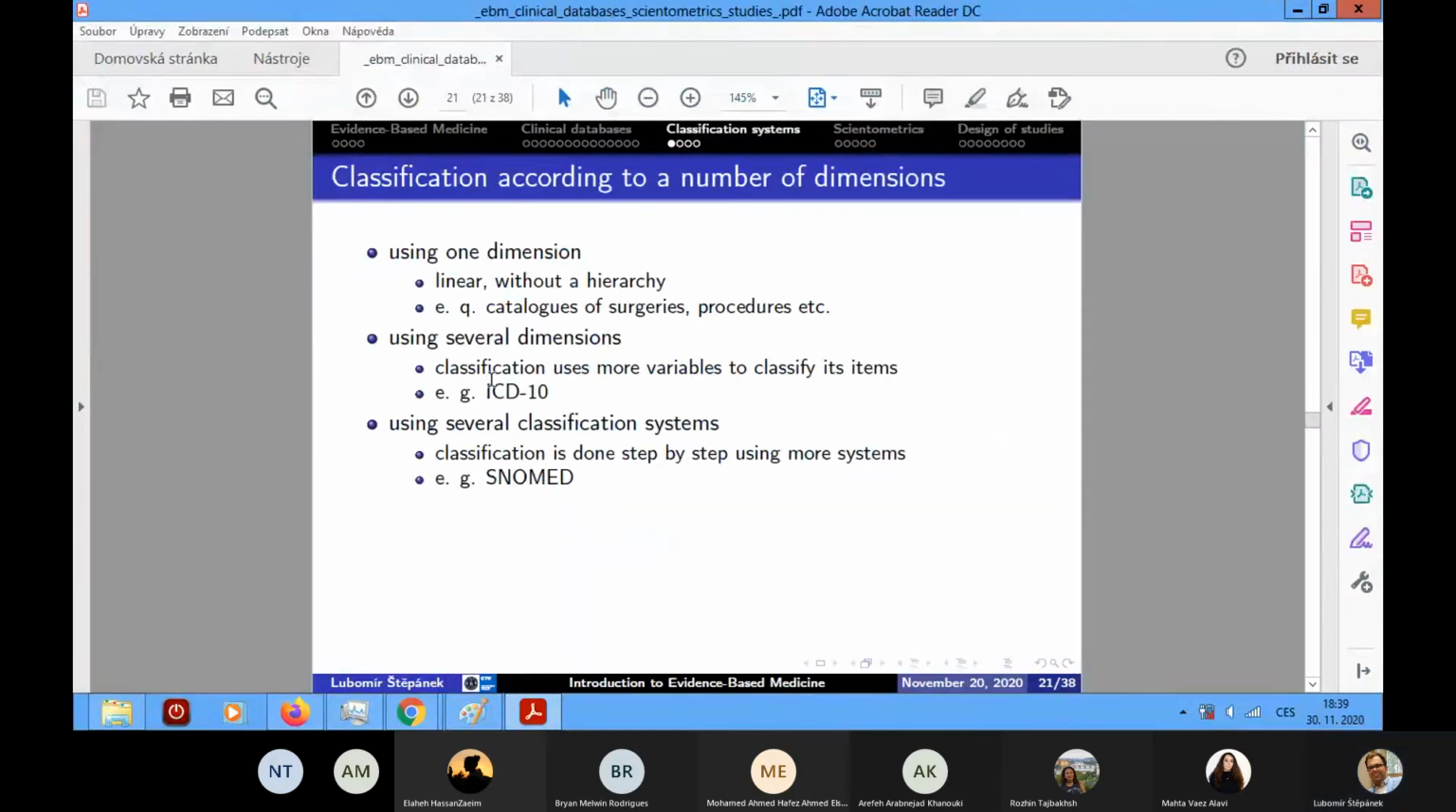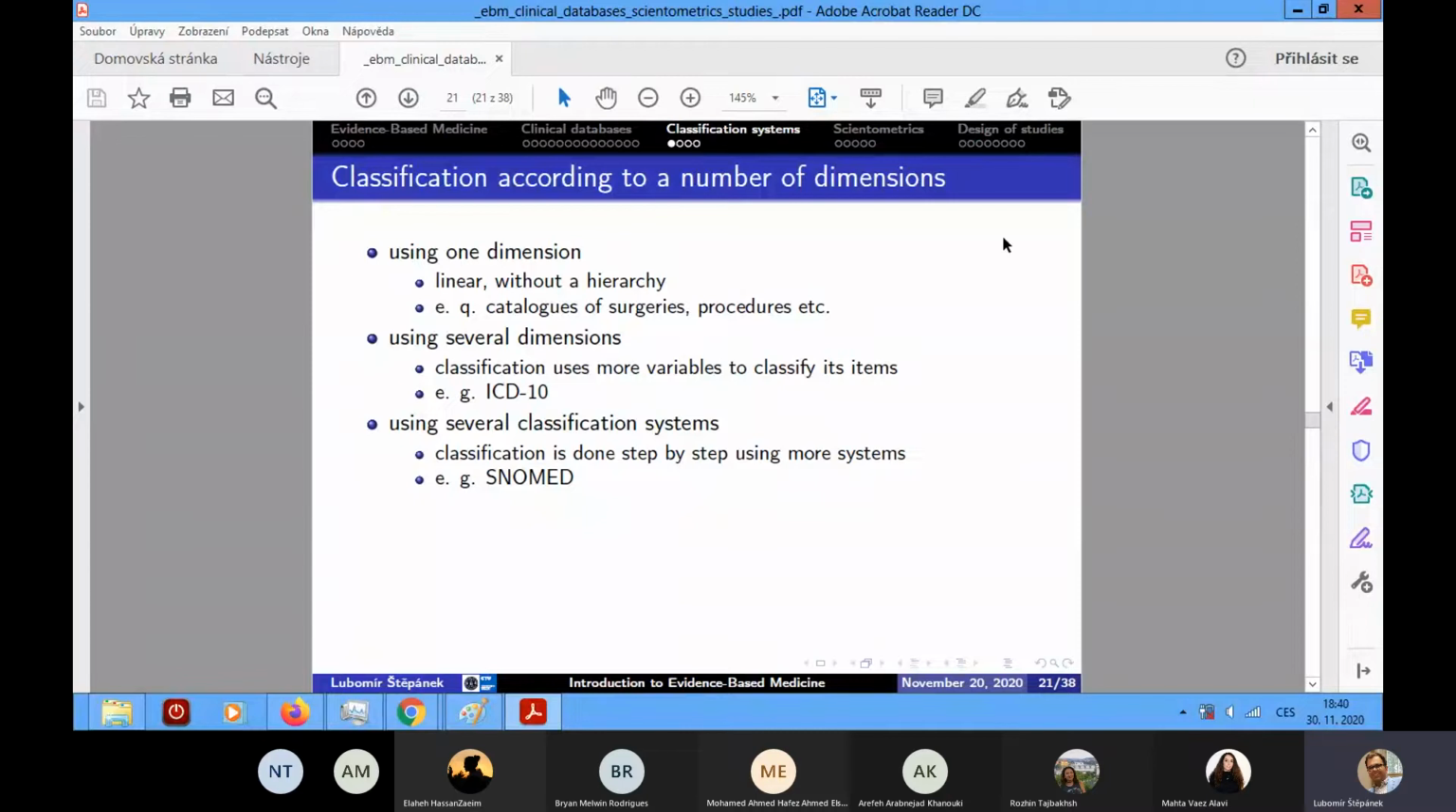Okay, classification systems. I'm just going to talk about them very quickly. What are classification systems about? Classification systems are simply ways to, for example, code pieces of information in medicine or biomedicine, and to make some relations between different terms in medicine.